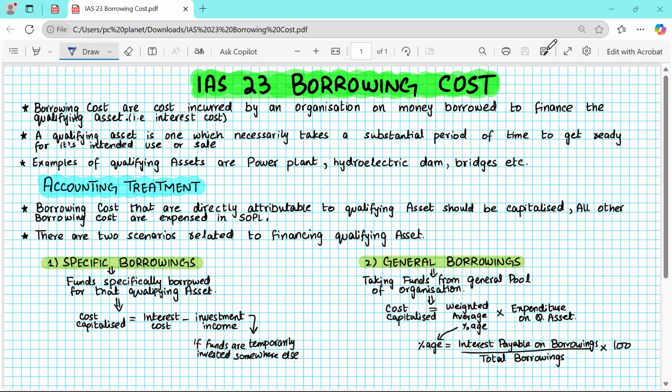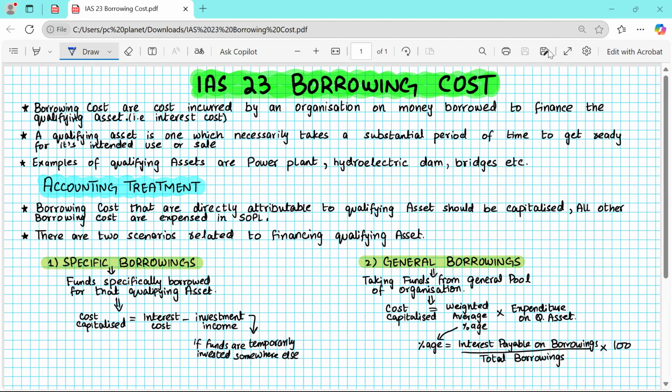Now, in today's class, we are going to discuss IAS 23 borrowing cost. In the last class, we talked about IAS 16 property, plant, and equipment. And when we are initially measuring property, plant, and equipment, we measure that at the cost, right? And in the cost, there were four things.